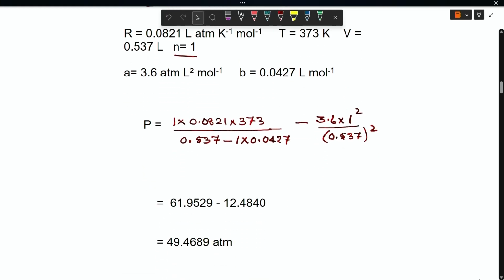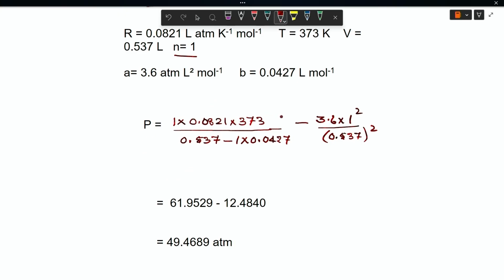We have to be very careful. First, we will solve for the first part. The answer will be 61.9529. Solve for the second part, that will be 12.4840. Of course, the unit will be in pressures.